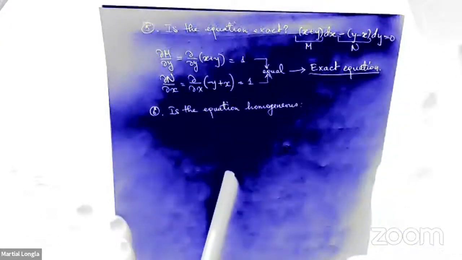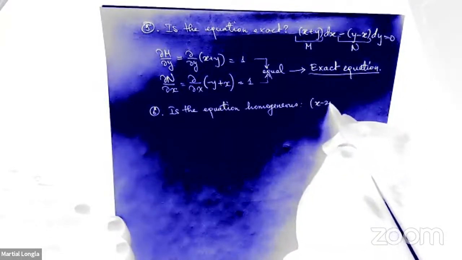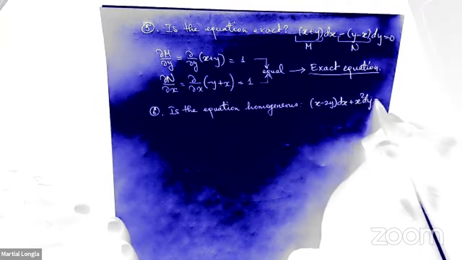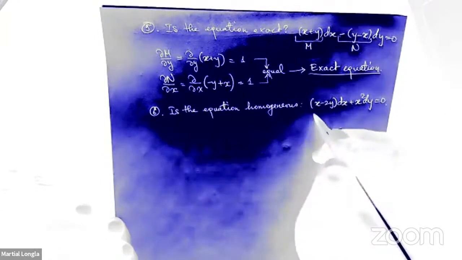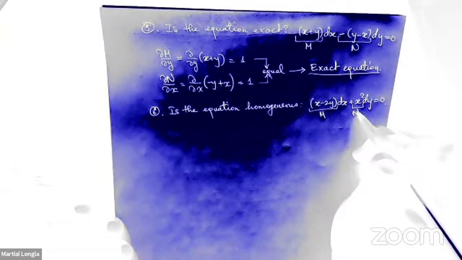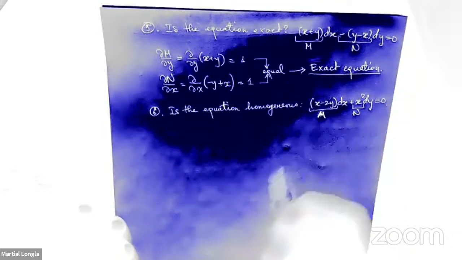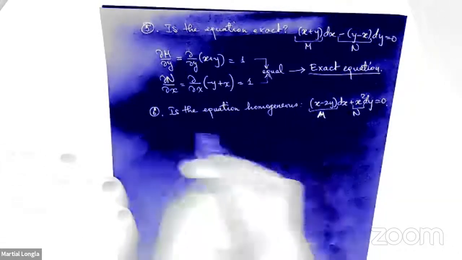And the equation was (x - 2y) dx + x² dy = 0. The way we did this was we defined the functions M and N that are here. We find out if each of these functions is homogeneous and if they have the same degree of homogeneity. That's how you conclude that the equation is homogeneous. Otherwise, you conclude no.